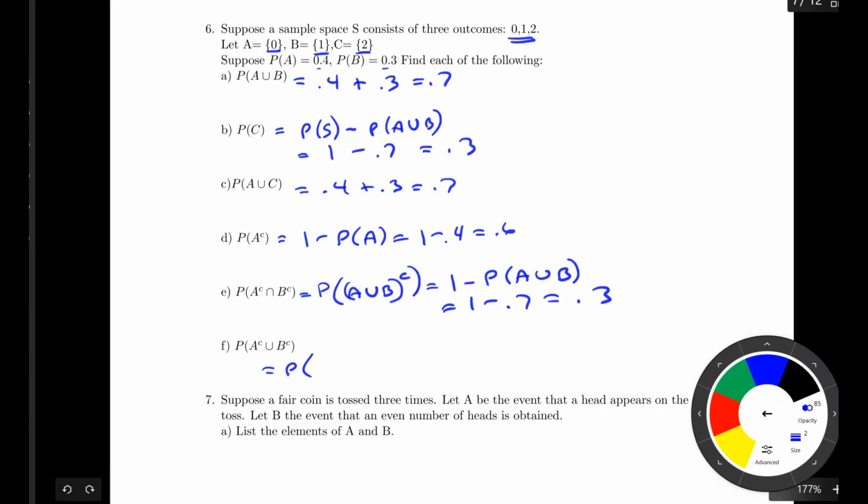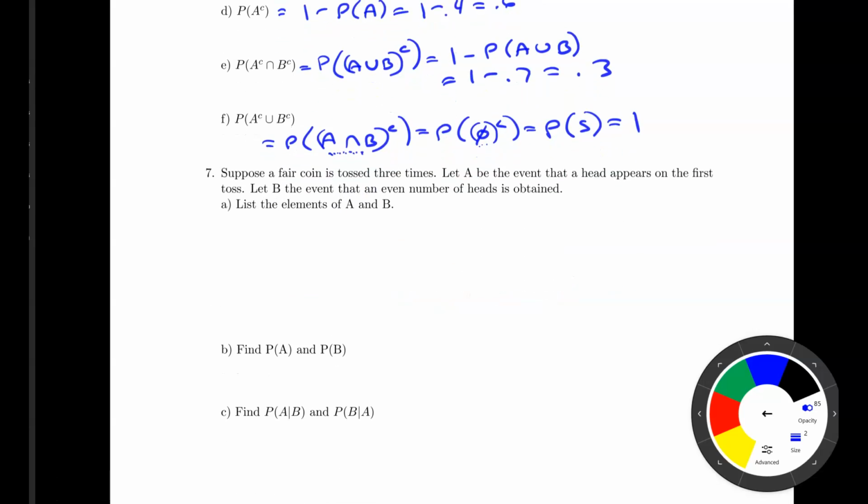This one here, probability of A intersect B complement. That's the same thing as saying, oh, wait a second, what's A intersect B? A intersect B is 0. It's the null set. So what's the complement of the null set? Well, that's the whole sample space. And what's the probability of the whole sample space? Just 1.